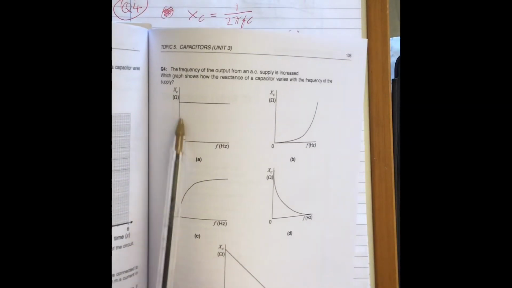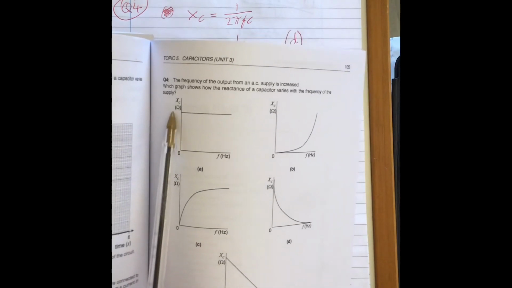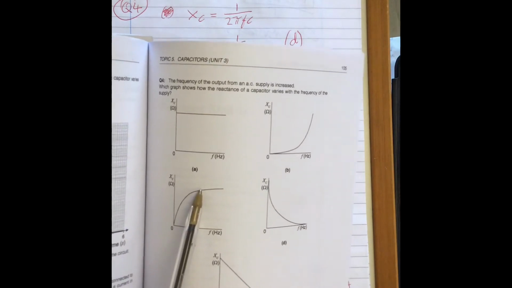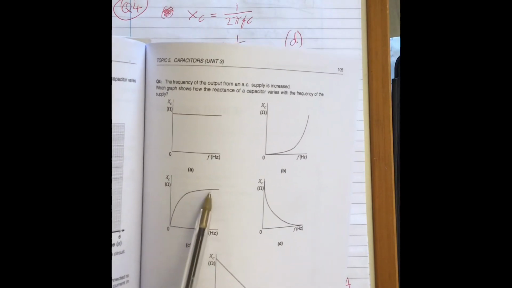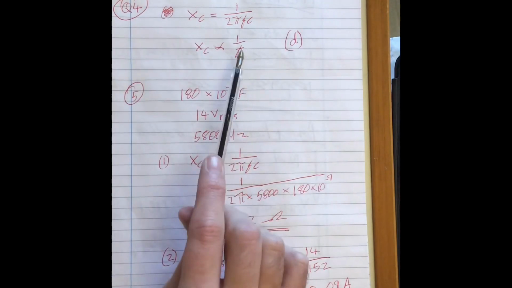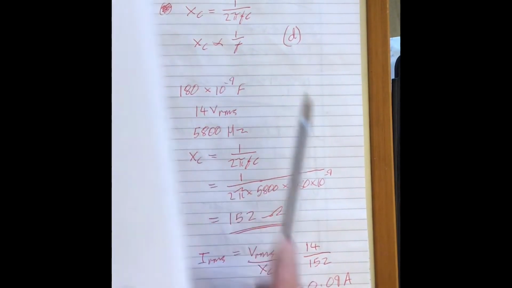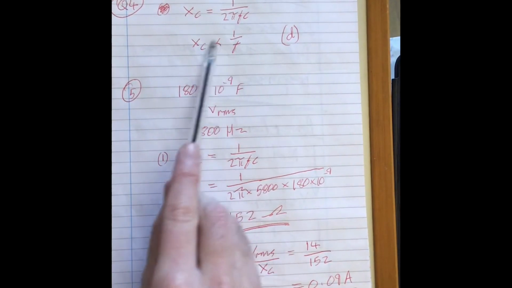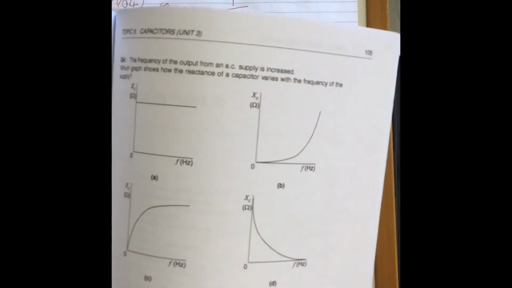So we said it couldn't be A, because that shows no variation at all between the frequency and the capacitive reactance. It couldn't be B or C because they both show an increase in capacitive reactance with frequency when we know perfectly well that it's an inverse proportion. So it's got to be D or E, and D is the one that shows the correct shape for that type of relationship. So the answer has to be D.